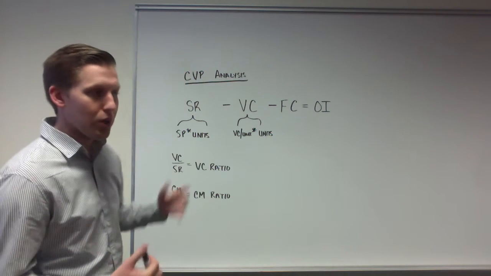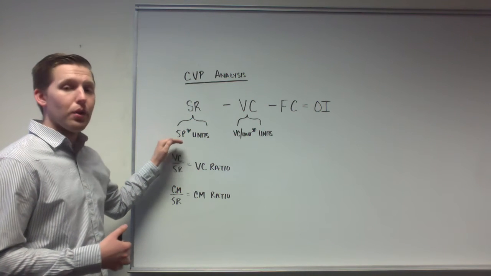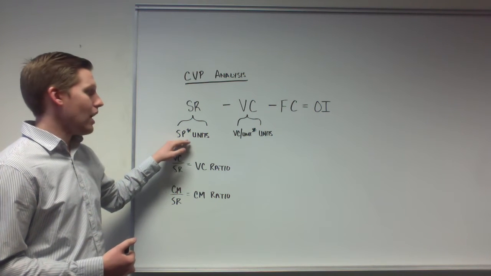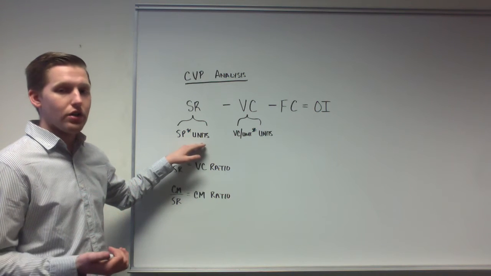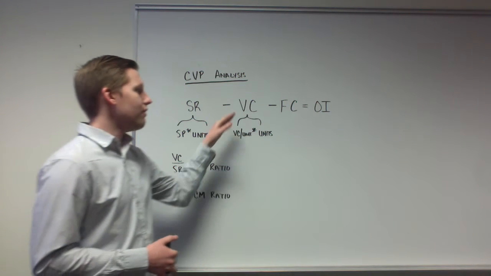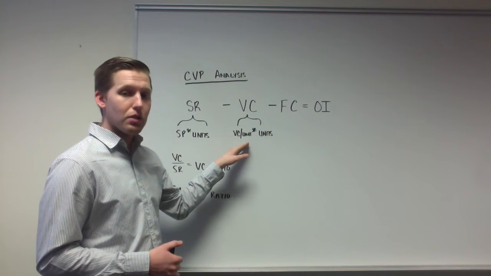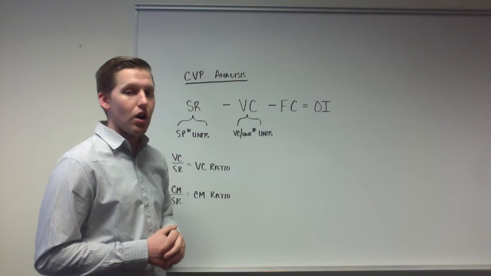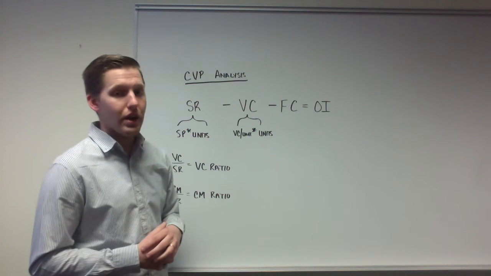Okay, but there's more to it. Sales revenue can be broken down into the sales price that we sell each unit at, times the number of units that we sell. If I sell 100 units for $10 a unit, then my sales revenue is going to be $1,000. Variable costs in total can be broken down to the variable cost per unit times the number of units. So if my variable costs per unit are $5 and I sell 100 units, then my total variable cost is going to be $500.